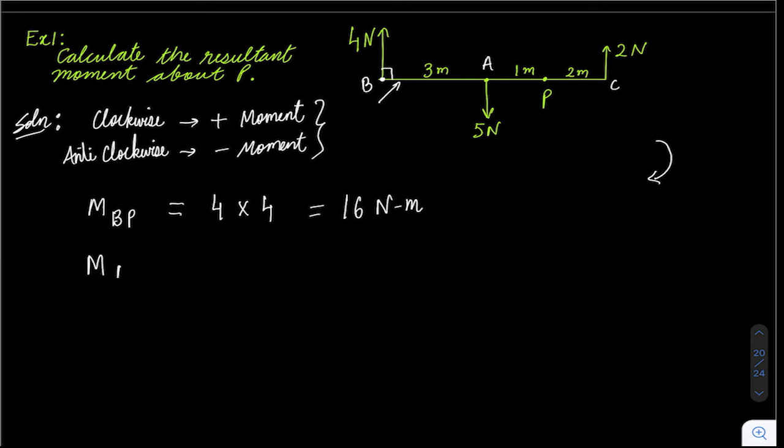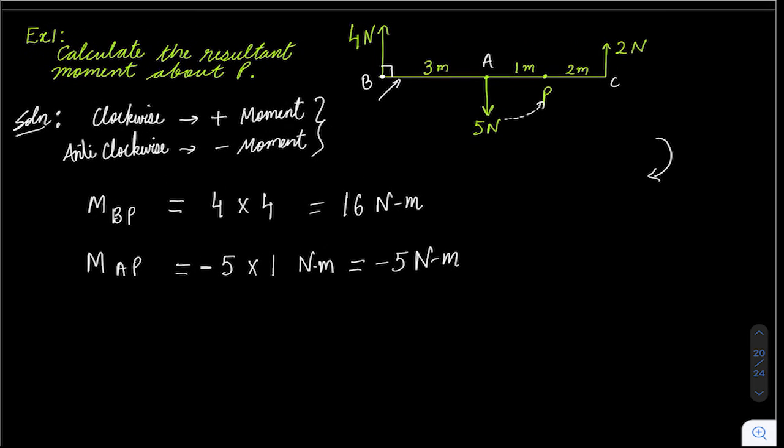Moment of the force at A about P. Now the magnitude of force is 5. The distance between A and P is 1. And the direction: this will try to turn like this, which is anti-clockwise direction. So anti-clockwise we can take as negative. So minus 5 Newton meter. I hope you understand. Negative means anti-clockwise.